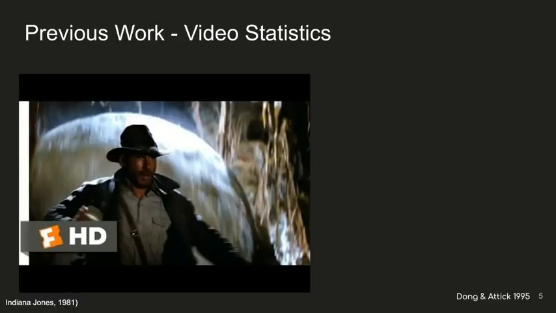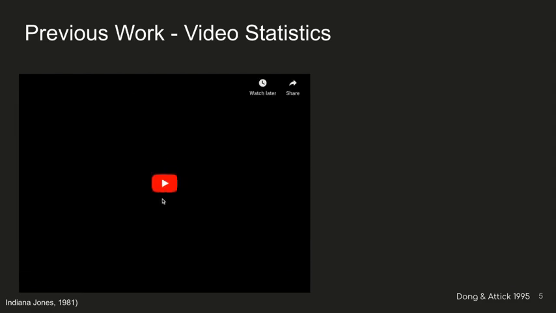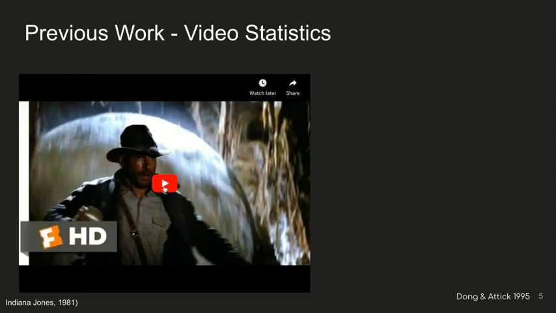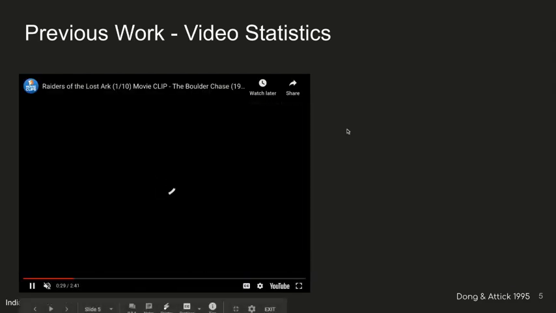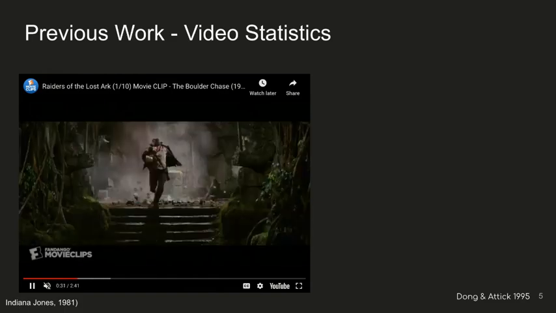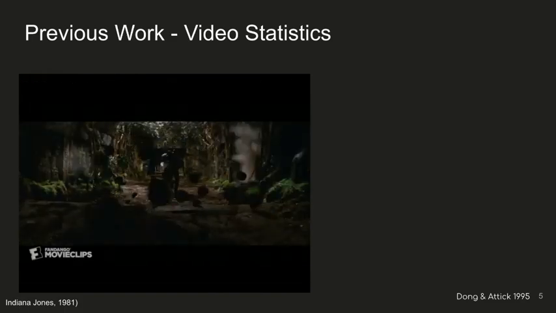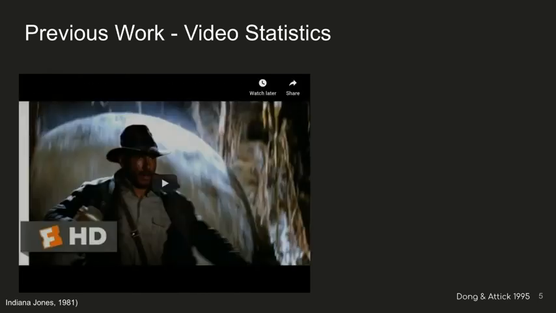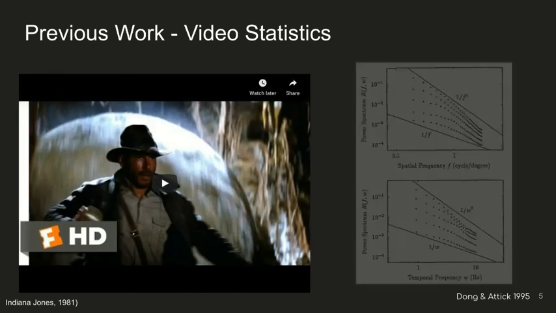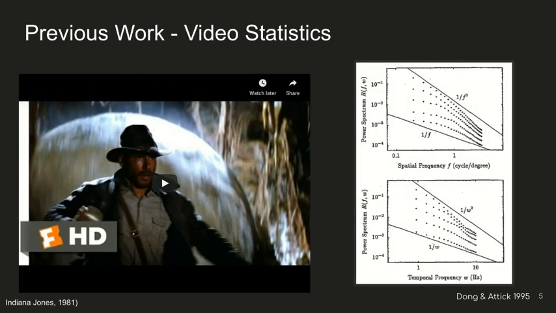A seminal piece of literature in this area is the 1995 paper by Dong and Atick, which reported the spatial and temporal power spectrum of natural video. The authors used a set of cinematic and nature videos, including scenes from action movies. Calculating the spatiotemporal power spectrum for these videos, they found that, matching previous findings for static natural images, spatial frequencies follow a power law distribution.